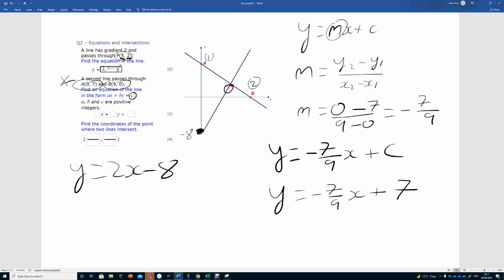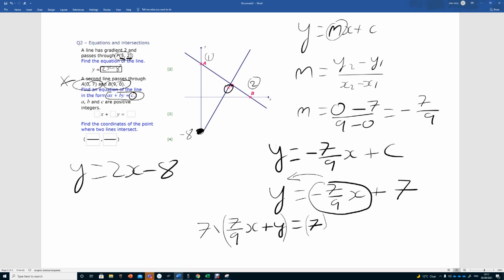Well, actually, no, we don't, because we need to work out ax plus by equals c first. So we'll do that. To get ax plus by equals c, I'm going to take the minus 7 ninths x over, so it becomes a plus. So I get 7 ninths x plus y equals 7. To get rid of this 9, I'm going to multiply absolutely everything, both sides, by 9. So everything on the left by 9, not 7, 9. Everything on the right by 9.